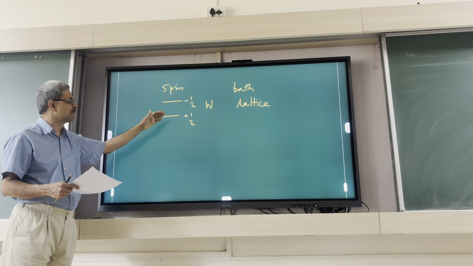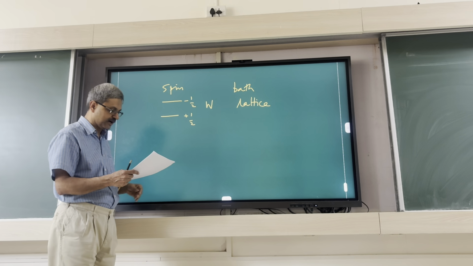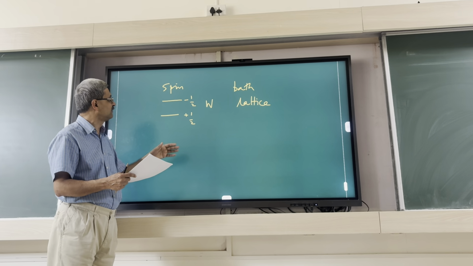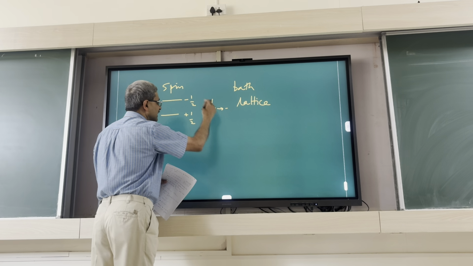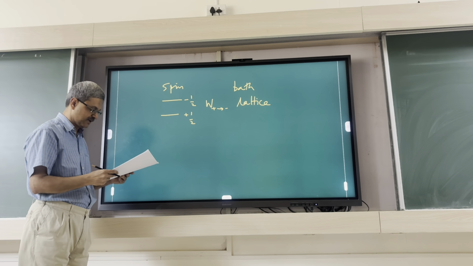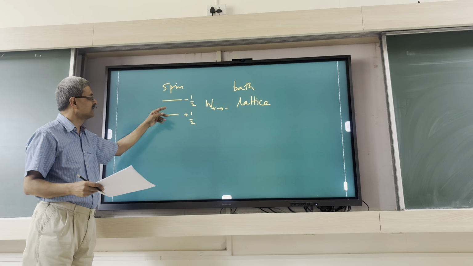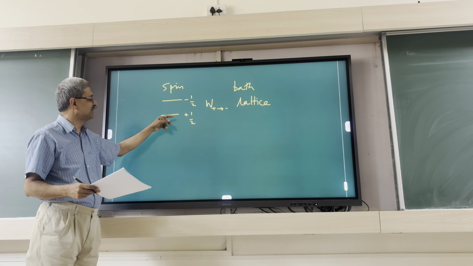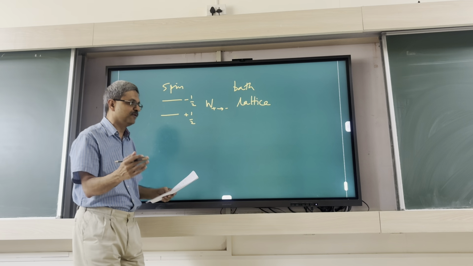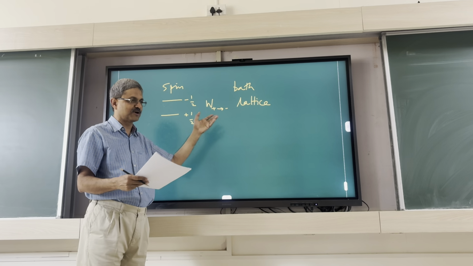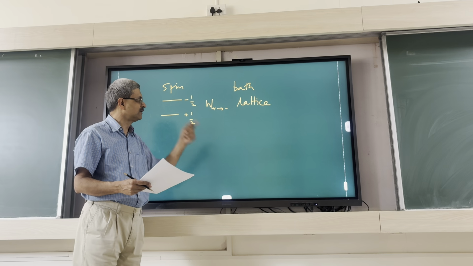For this simple spin half system, if you take a transition rate from plus to minus as some W, how does the population of each level change with time? We will see that. And then if you apply an AC field also, what happens? We go on from there.